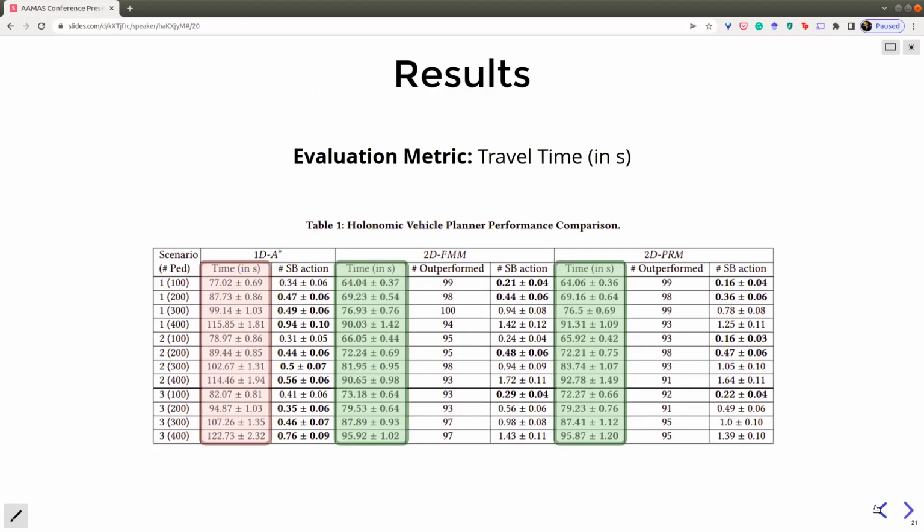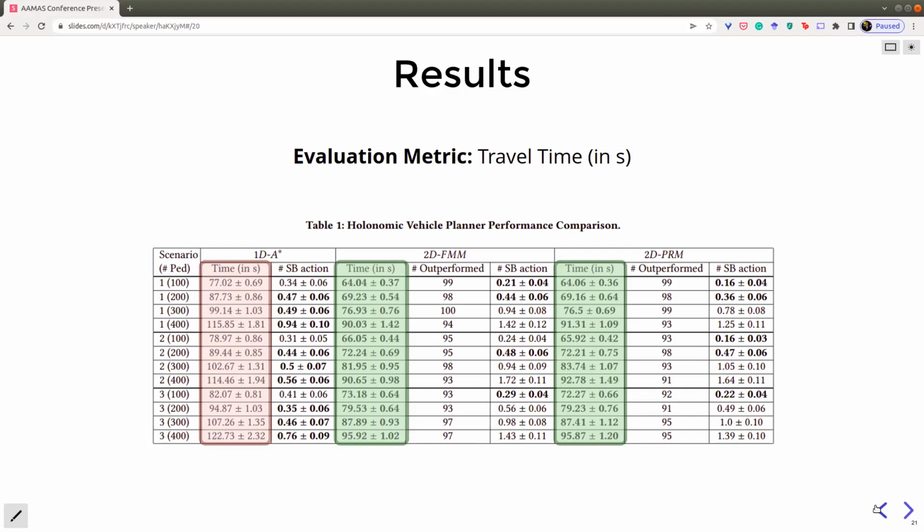The first key observation from our results is that our proposed extended space planners, 2D FFM and 2D PRM, executed paths that took less travel time on average than the 1D A-star approach without compromising safety. The travel time for 2D FFM and 2D PRM is comparable across all the different settings, which indicates that the sensitivity of travel time to the choice of motion planning algorithm used for generating effective rollout policies is low.